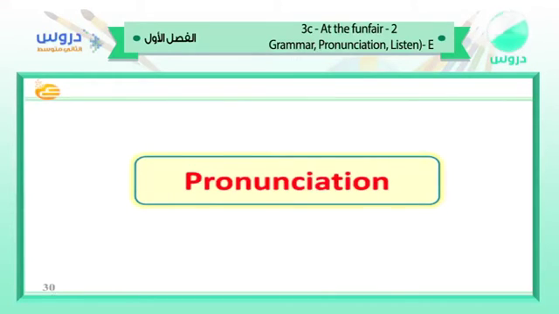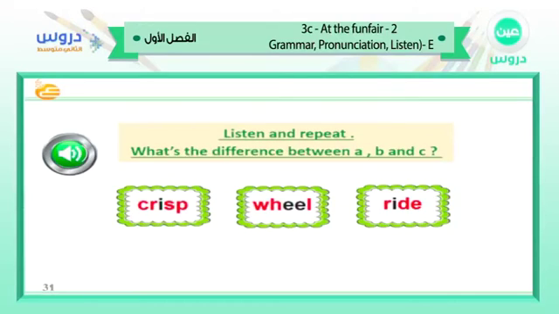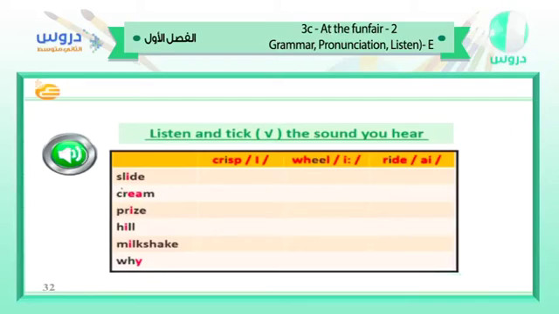Pronunciation. Exercise 4, part A. Listen and repeat. What's the difference between A, B, and C? A: crisp. B: wheel. C: ride. Okay, everybody: crisp, wheel, and ride. Big difference. So, let's do this exercise. Listen and tick the sound you hear.